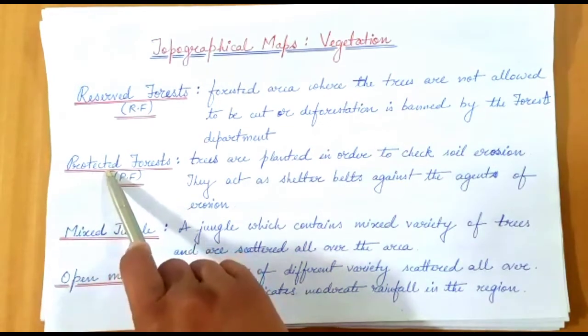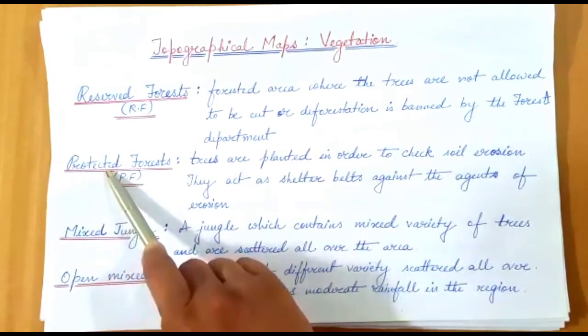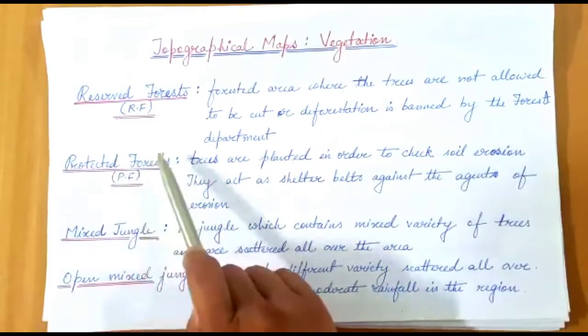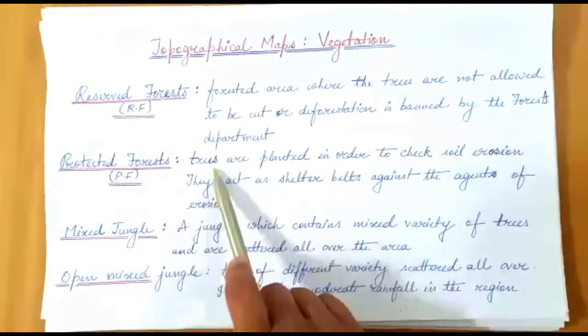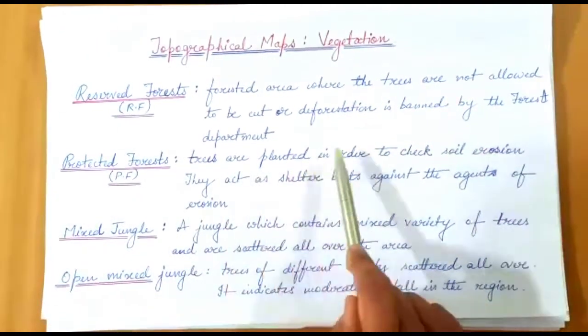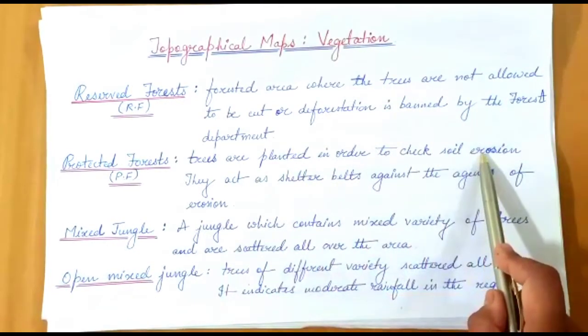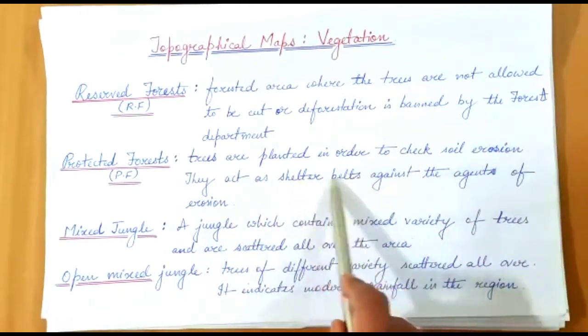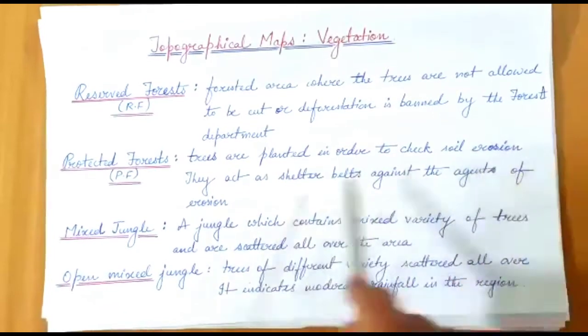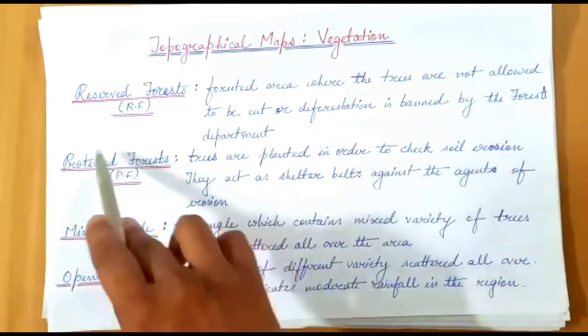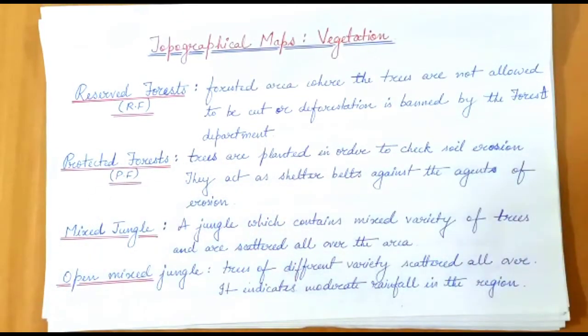Now there is another term mentioned in the topo sheet, that is protected forest or PF. Trees here are planted in order to check soil erosion. They act as shelter belts against the agents of erosion. Now students, protected forests are usually seen along the margins of the deserts. They are like shelter belts.